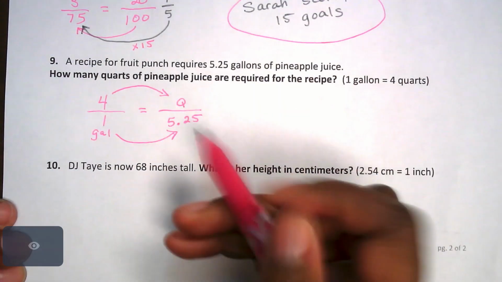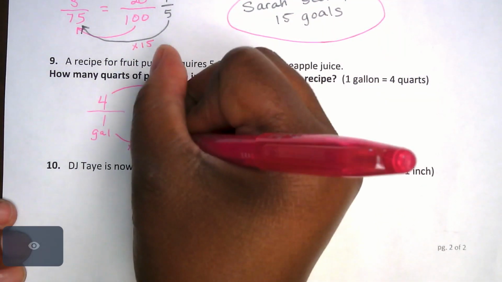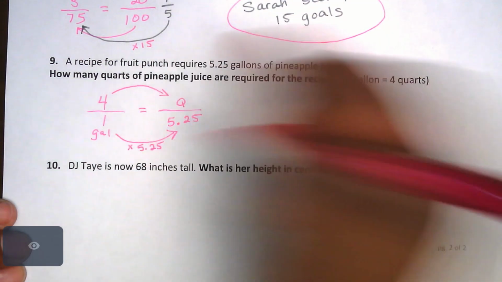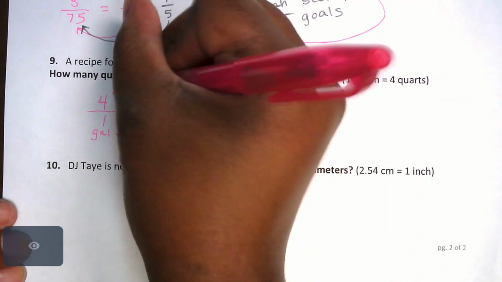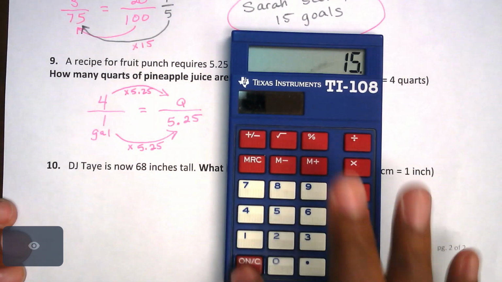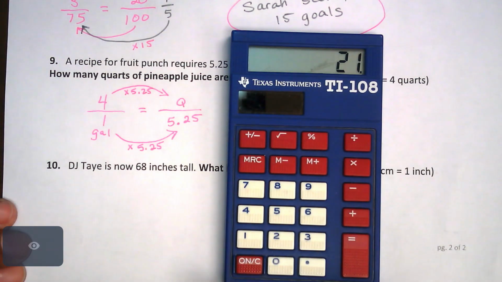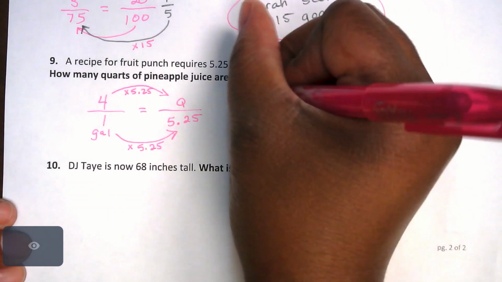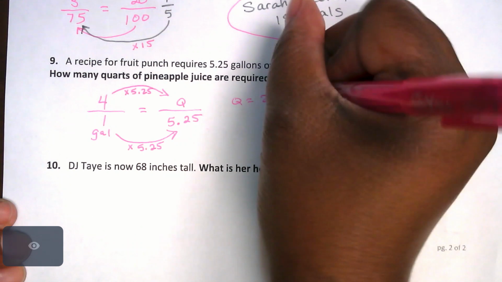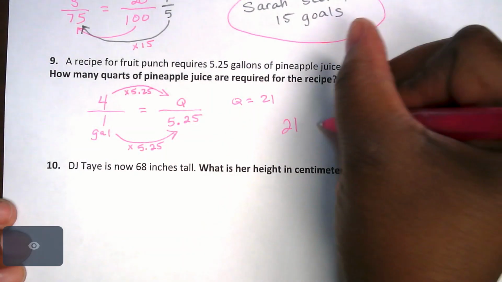I'm going from 1 gallon to 5.25 gallons by multiplying by 5.25. So that means up here I'm also going to multiply by 5.25. And I get 21. So how many quarts of pineapple juice are required? 21 quarts.